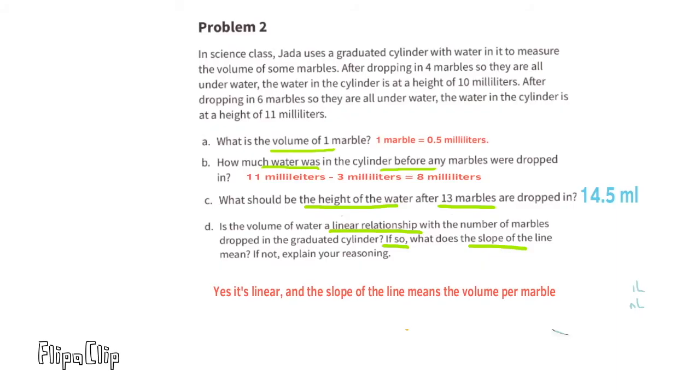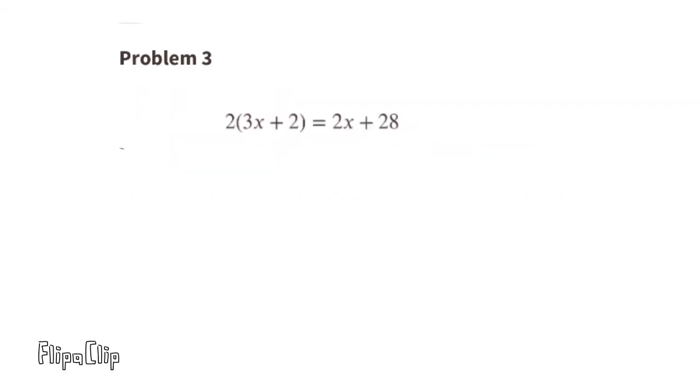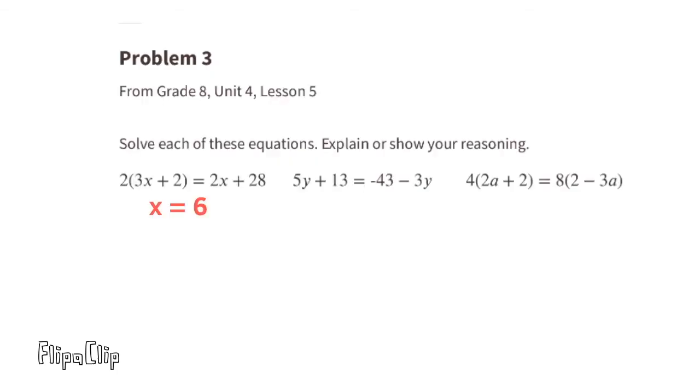Problem number 3, from 8th grade, Unit 4, Lesson 5. Solve each of these equations. Explain or show your reasoning. We can divide both sides of the equal sign by 2. Subtract 2 from both sides. Subtract 1x from both sides. Divide both sides by 2. 1x equals 6, or x equals 6.